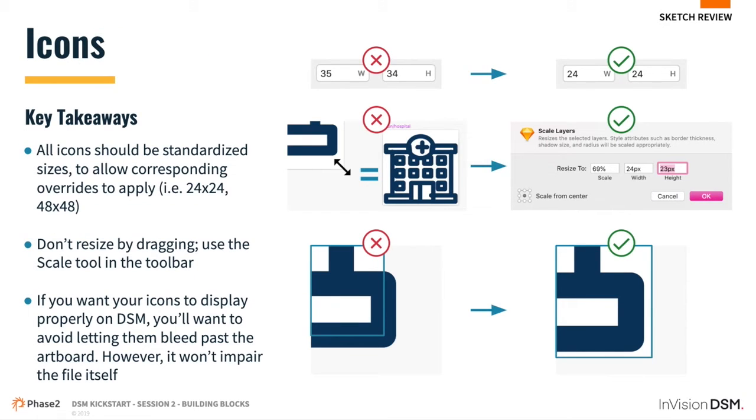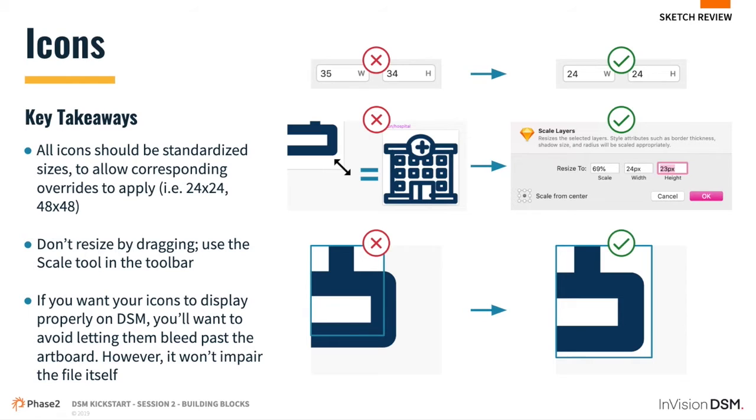Speaking of icons, probably the most important thing to note is making sure all of your icons are the same sizes, and those sizes should be standardized. So, such as 24 by 24, 40 by 48, and so on. Usually numbers that have a square aspect ratio and are divisible by 4. Another tip for icons and vectors in general is not to resize by dragging. Instead, be sure to use the actual scale tool in Sketch. I found that Sketch is not the best when it comes to handling vector graphics like icons, so you may want to create them elsewhere and bring them in.